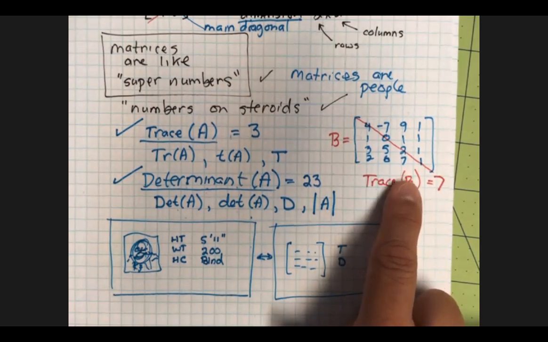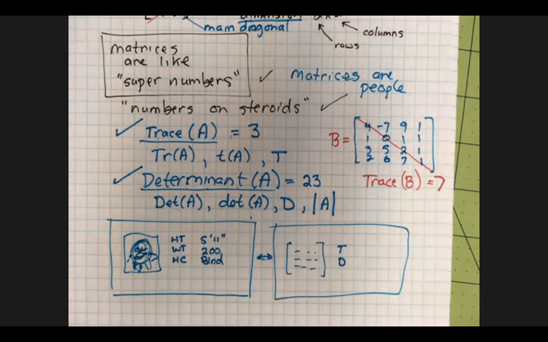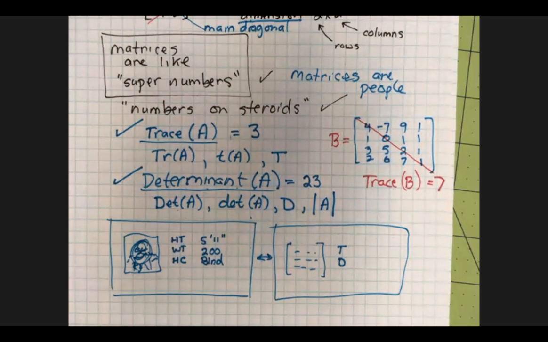By the way, if you need backup anytime you're using a matrix, any standard calculator now would allow you to add, subtract, multiply, and invert matrices. Any standard calculator would tell you the trace and determinant of a matrix if you gave it a proper matrix, a square matrix. So you have not only the ability to calculate, which we'll show you, but you also have backup in your back pocket with your calculator or on your computer.